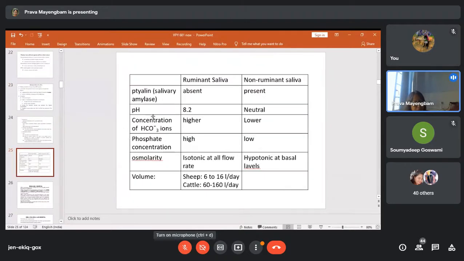The pH of the ruminant saliva is 8.2, while the non-ruminant saliva is neutral, near around 7. There may be slight variation, say 7.2. So it remains almost neutral in the non-ruminant saliva, but in the ruminant saliva the pH is alkaline. The salivary amylase in the non-ruminant saliva is active at neutral pH, around 7.